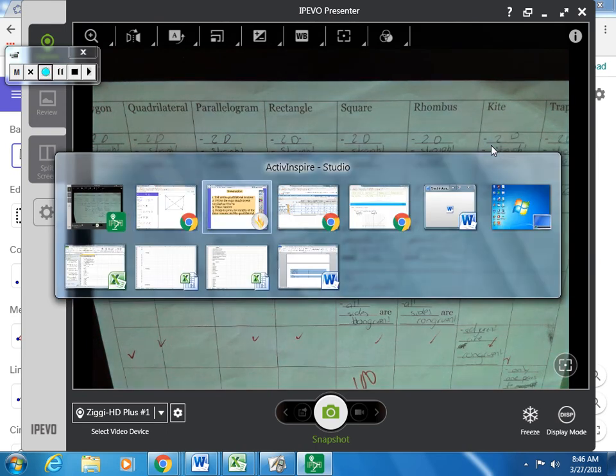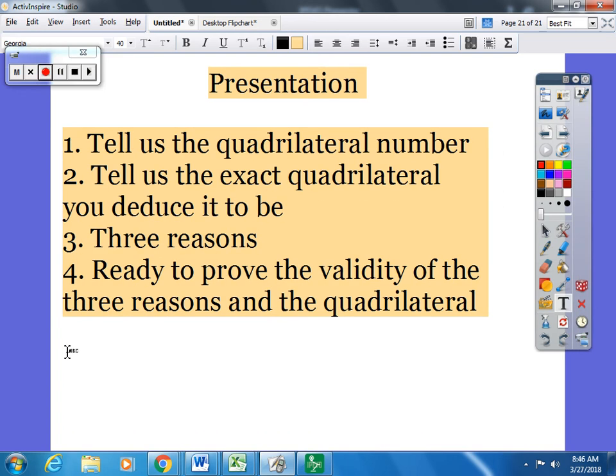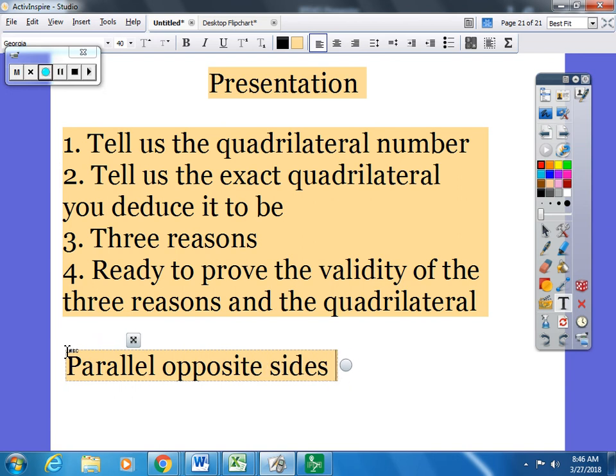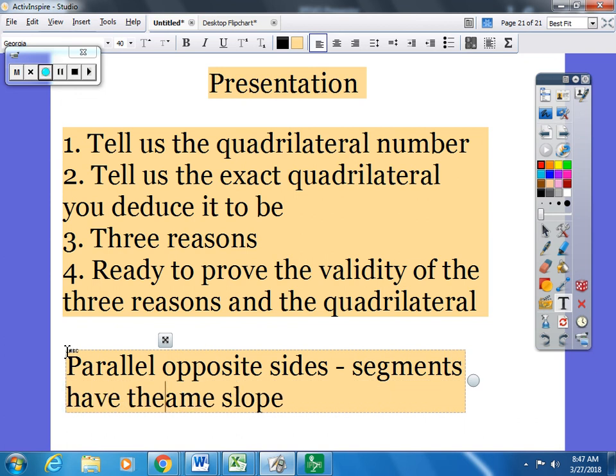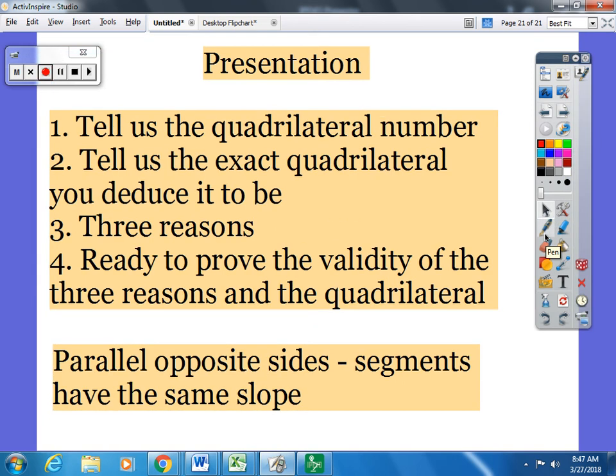Parallel. Here's how to check if they have parallel sides. So please write this down. Here's how to check if they have parallel sides, opposite sides. They have the same slope. The segments have the same slope. So if they have the same slope, then they are parallel. One more time, they have the same slope. That is if they are parallel.